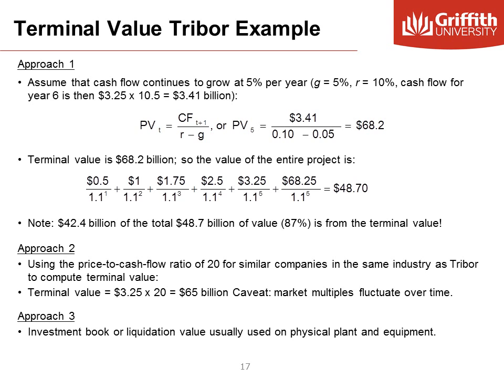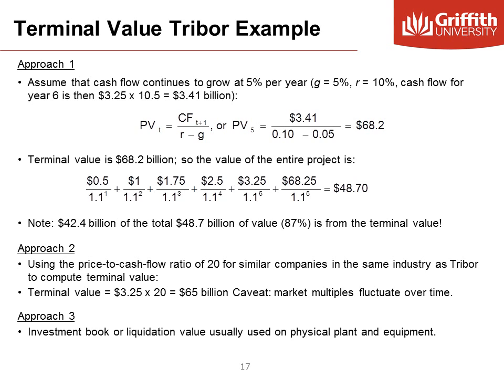In the second approach, the price to cash flow ratio for the companies in the same industry as Tribor is 20. Therefore, multiplying this by the last forecasted cash flow, we get the terminal value of 65 billion. A note of warning: although the price to cash flow ratio now is 20, in 5 years' time, even if Tribor does indeed have a cash flow of 3.25 billion, the average market multiple might not be the same.